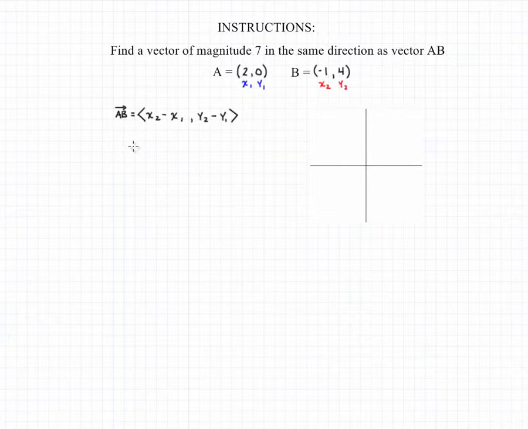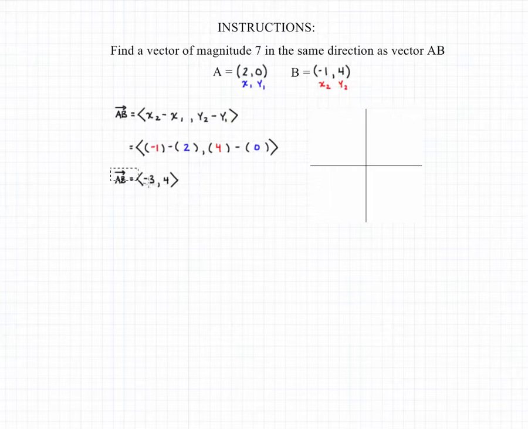And we can determine that by subtracting the x value and y value of point A from the x value and y value of point B. So if we plug in the information we have, we'll have -1 - 2, and then 4 - 0, which will eventually work out to vector AB being (-3, 4). So now we know what our original vector is.